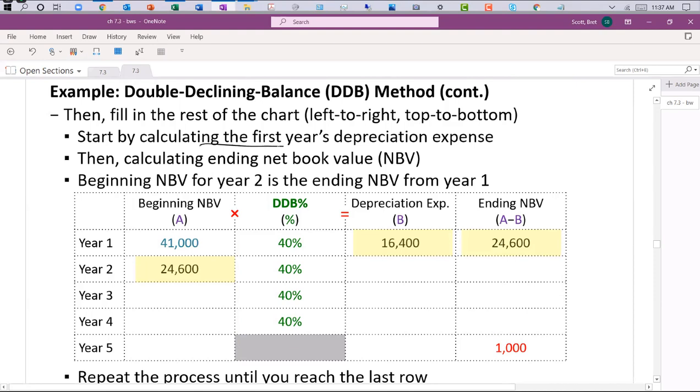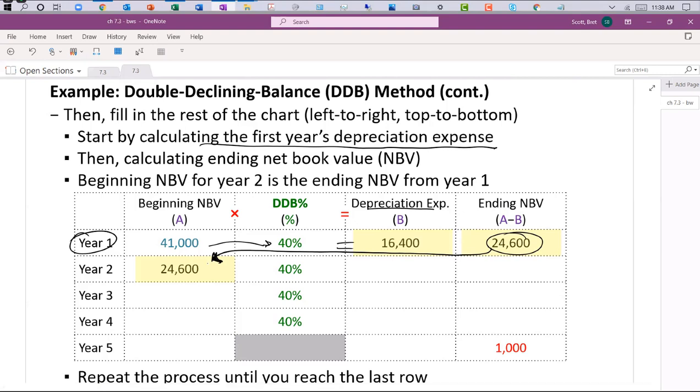So start by calculating the first year's depreciation expense. So we do 41,000 times 40% equals 16,400. That's the depreciation expense for year one. If we do a calculation for ending net book value, we would see that the cost minus accumulated depreciation is 24,600. What do you do with that balance? You take this and you move it to the start of the next line. That's your beginning net book value for year two. And you just keep doing this line by line until you get to this last row.